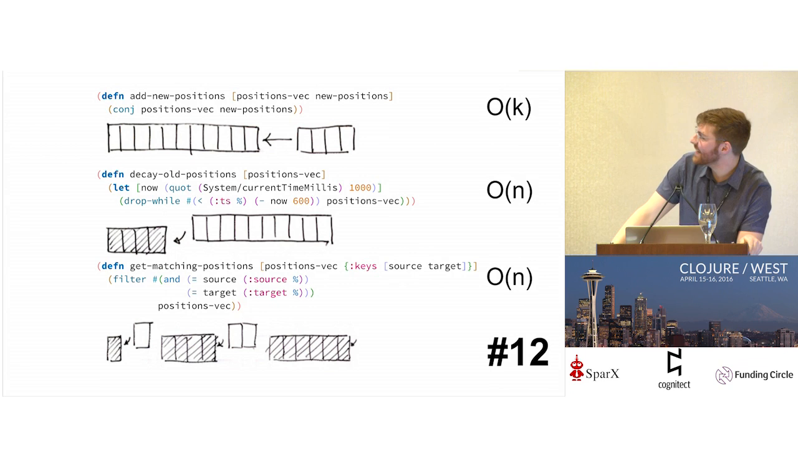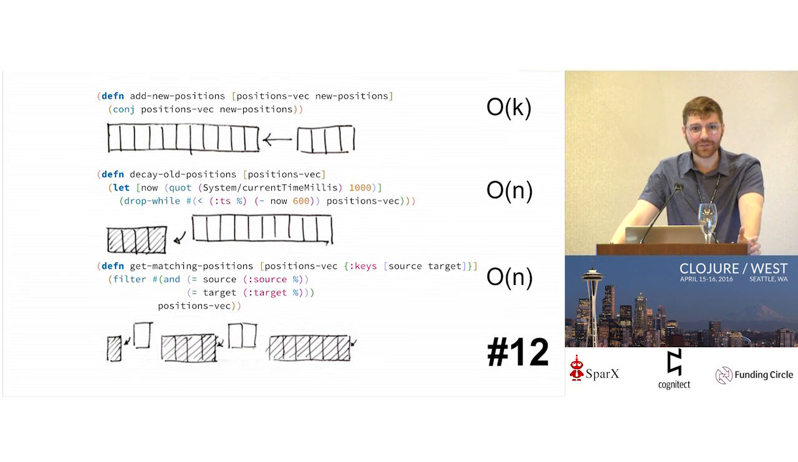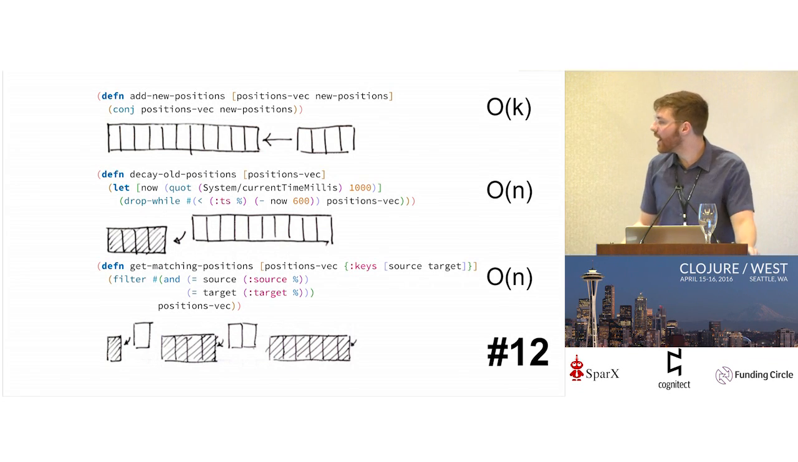So why is this going so slow? Well, appending onto the end of the list, that's an O of K operation for K items that you're adding onto the end. Pretty simple. Decaying old positions using a drop while, well, that's O of N because it's a vector. You can't pull from the front very well. It's append to the right, pull from the front.